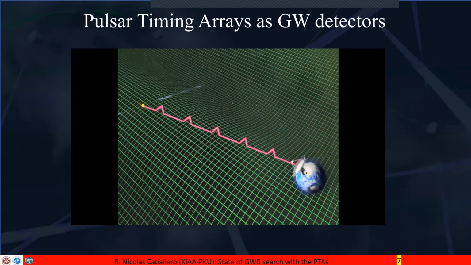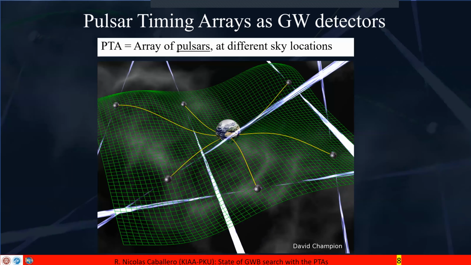Now, if we use a pulsar timing array, which is nothing else but an array of pulsars at different sky locations, we should be able to observe this phenomenon in all pulsars in a way that is predicted by theory to verify that this is a gravitational wave.